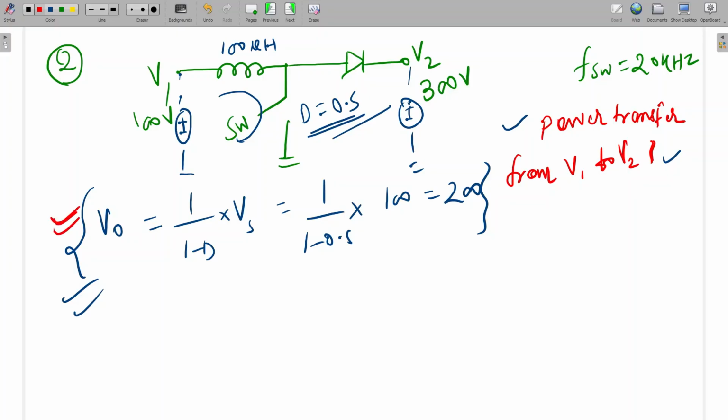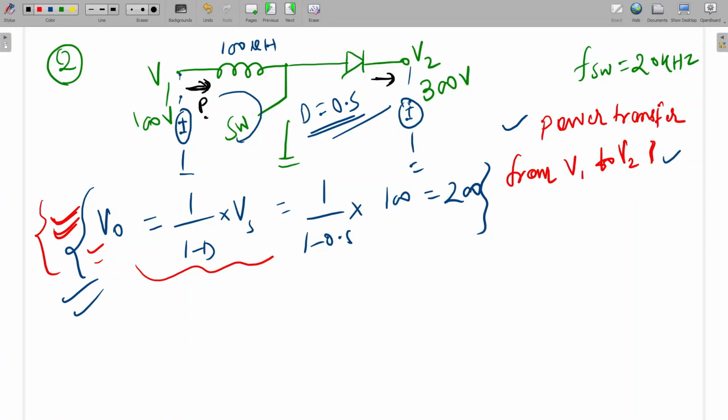See, if this formula does not work. If this works, it means the converter is working in the continuous conduction mode. This is derived from continuous conduction. If this is not giving the correct result, we can conclude that the converter is working in the discontinuous conduction mode. Is it clear? Yes, sir. Okay, so now we have to calculate the power transfer from V1 to V2. You can calculate power either from this side or from this side. In the middle no losses are there, so sending power and receiving power will be the same.